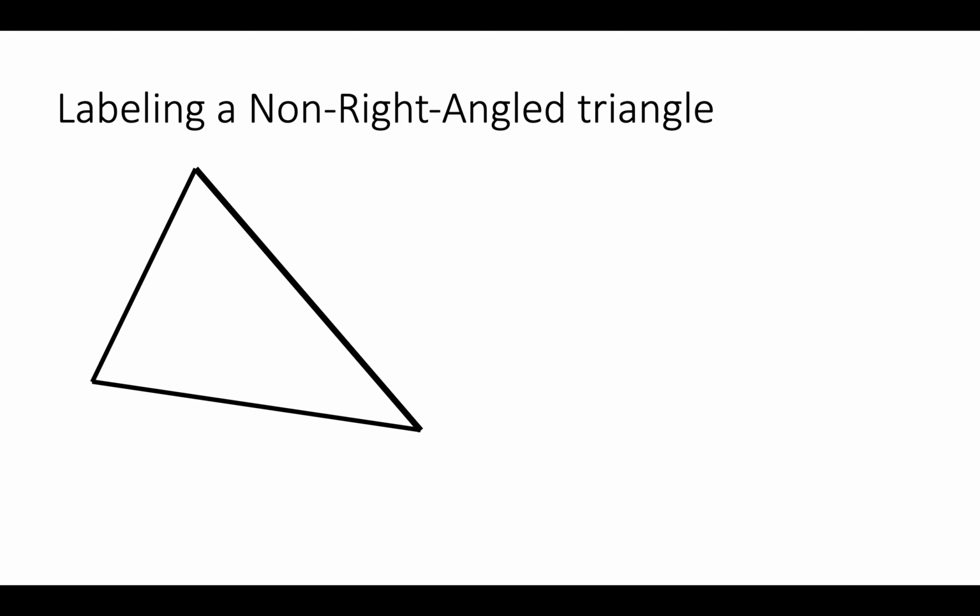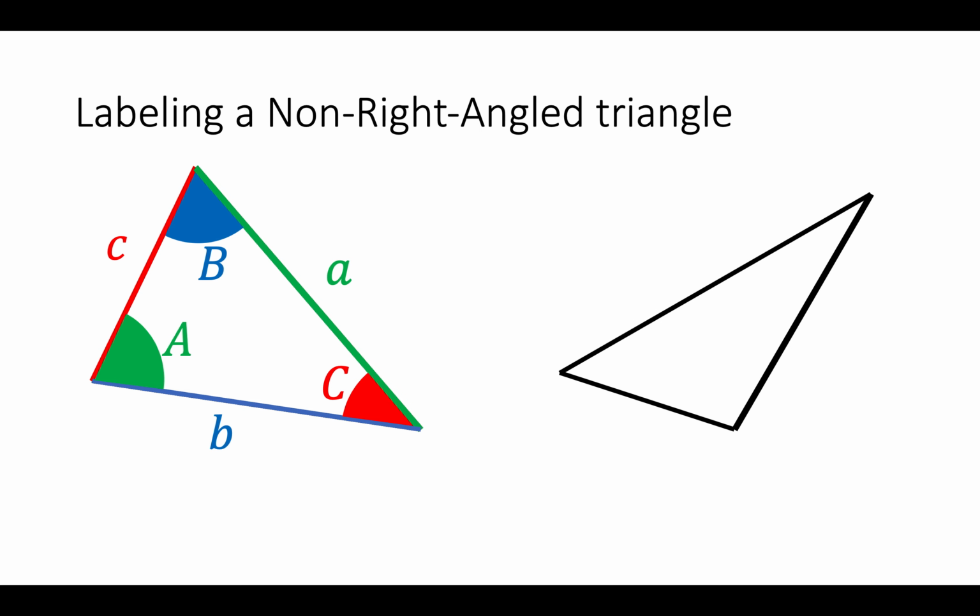The first thing we need to know for the sine rule is how to label a non-right-angled triangle. A is the angle and the opposite side is called small a. We label another angle B and the opposite side is called small b. You've guessed it, the third angle is big C and the opposite side is called small c. Let's see that again. Got a triangle, A and a, B and b, C and c. You need to know how to label these before we move on.